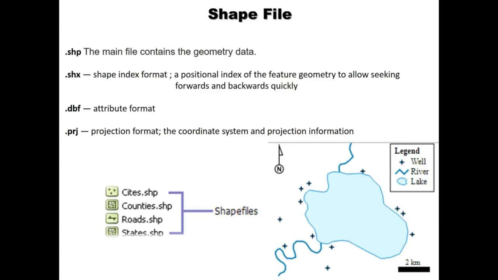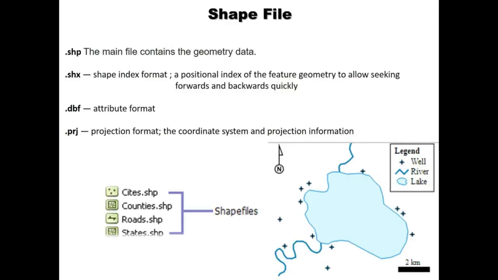.prj is the file which stores the coordinate system, right? Then .xml stores the metadata for the feature, information about the shapefile. Another file is .cpg. This is an optional file which can be used to specify the code page for identifying the character set to be used. Besides this, there are many other extension files which you can see in your workspace.